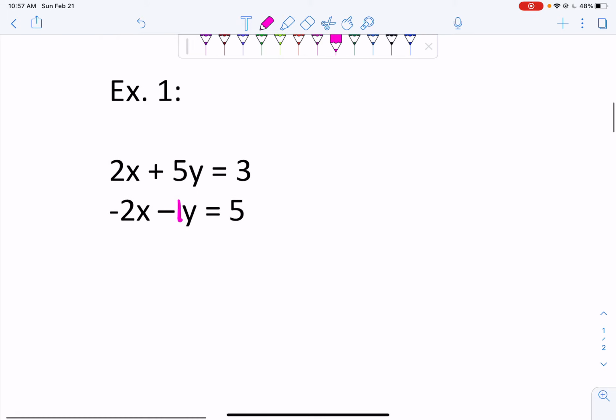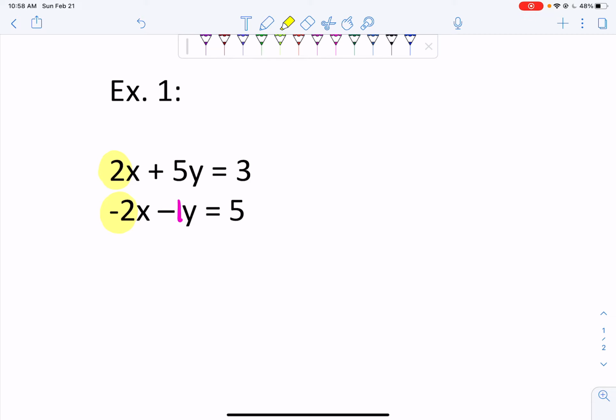Okay, so let's look at this example. So I have 2x plus 5y equals 3 and negative 2x minus 1y equals 5. The first thing I'm going to ask you is look at your x's. What are those coefficients? There are 2 and a negative 2. Look at your y's. What are the coefficients? There are 5 and a negative 1. So I always want to eliminate something that has the exact same number but opposite signs. My x's have the same coefficient and opposite signs. I have a positive 2 and a negative 2.